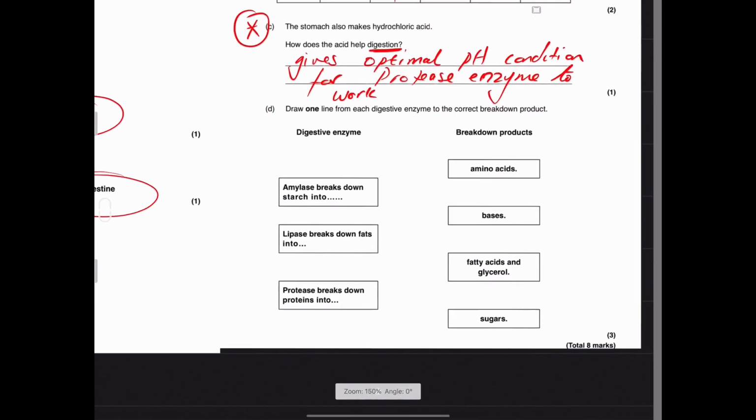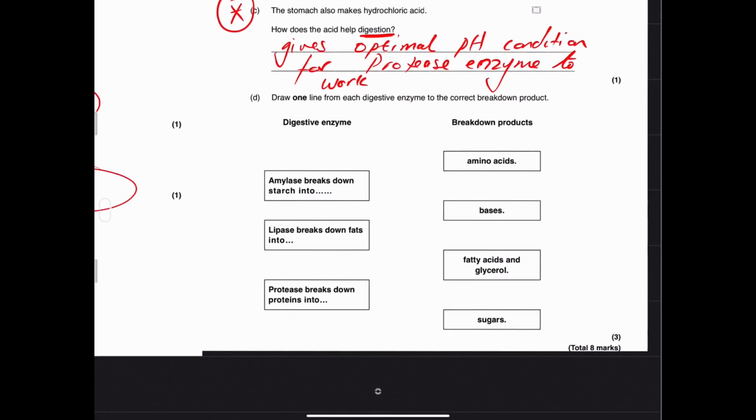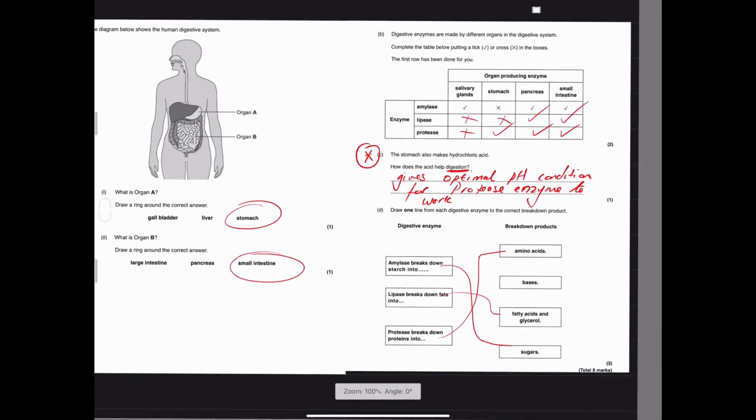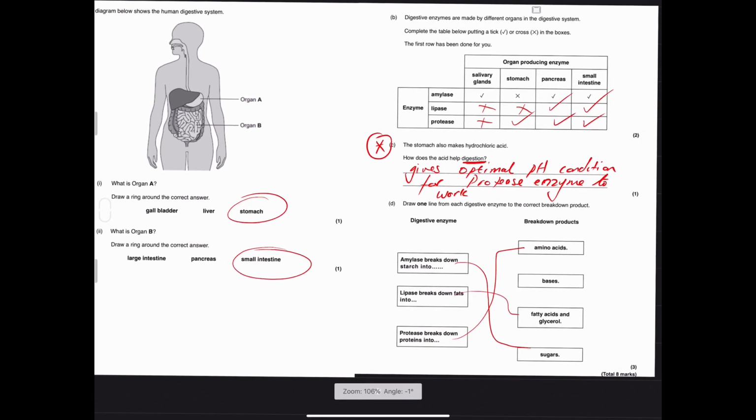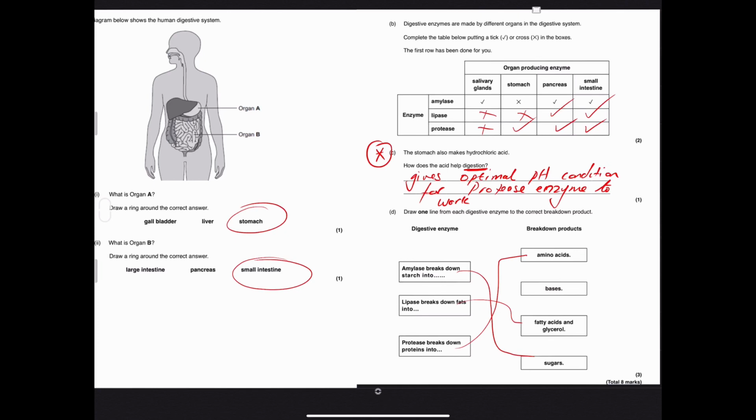All right, moving on. It says here, draw one line from each digestive enzyme to the correct breakdown product. So amylase breaks down starch to sugars. You should have that. Lipase breaks down fats into fatty acid and glycerol. Protease breaks down proteins into amino acids. So you should have that there. Okay, so just look back over the marks I've put here and correct or amend your work accordingly.